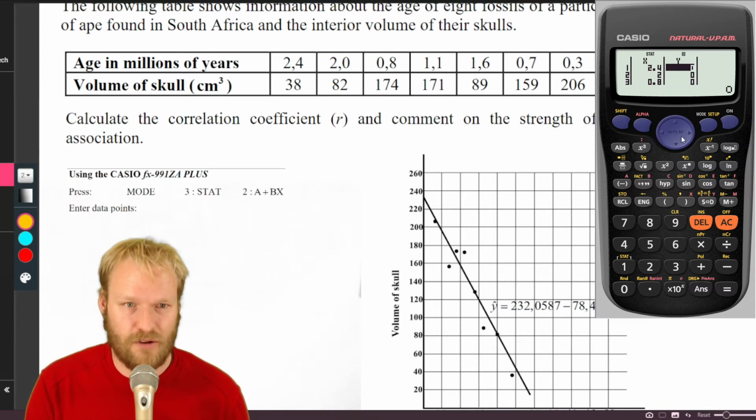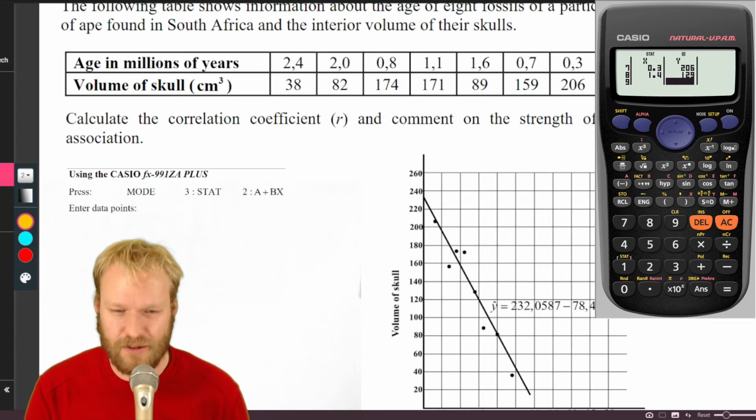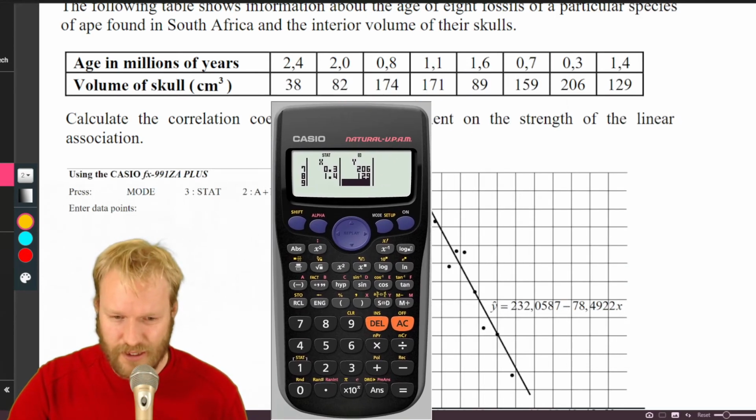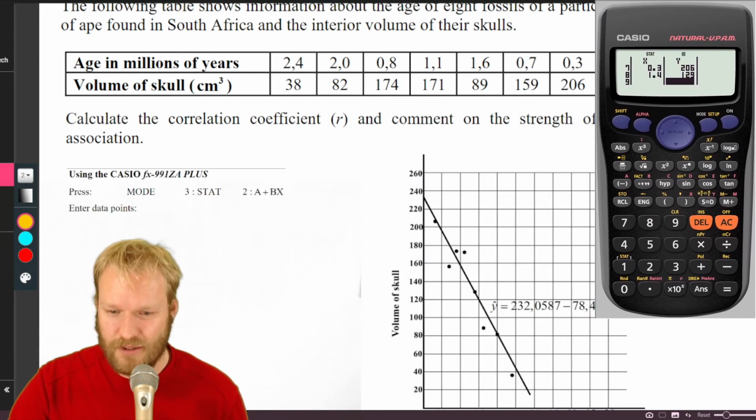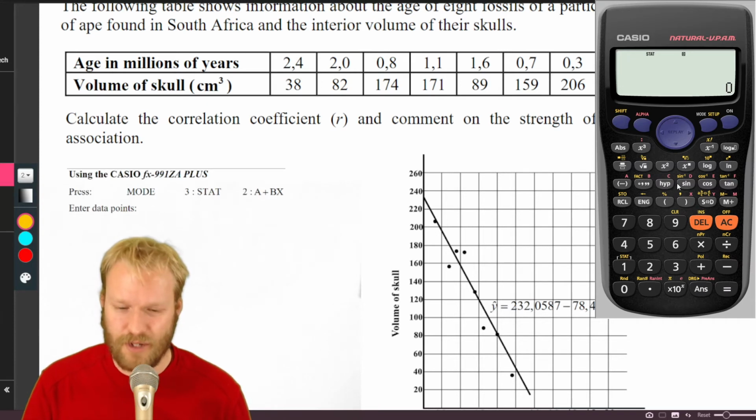And then on the y side of things, our first one here is 38 and 82, 174, 171, 89, 159, 206, and our last one I think is 129. It's hiding behind the table here, so all of those. Okay, so let's put that calculator back in place. So now if we press AC, we're ready to go with stats.